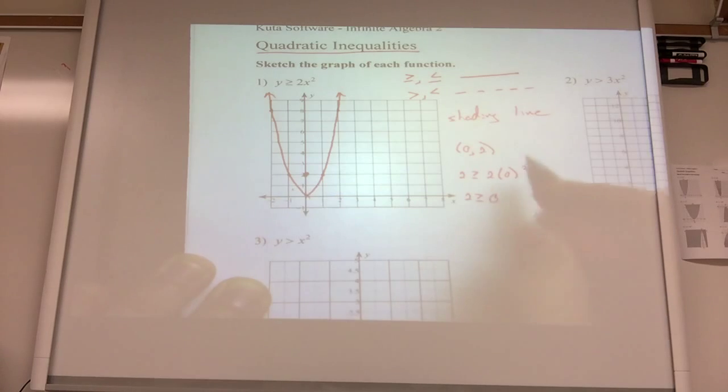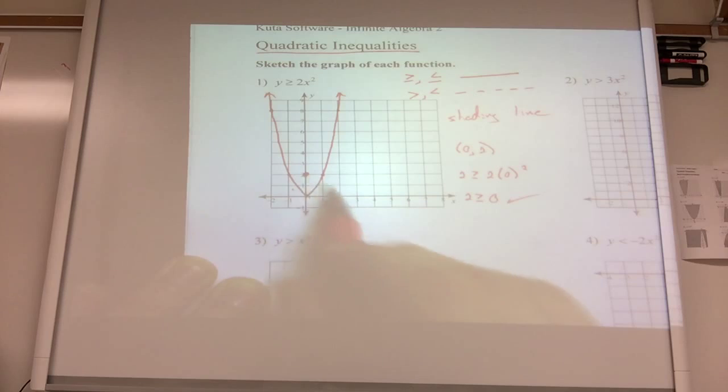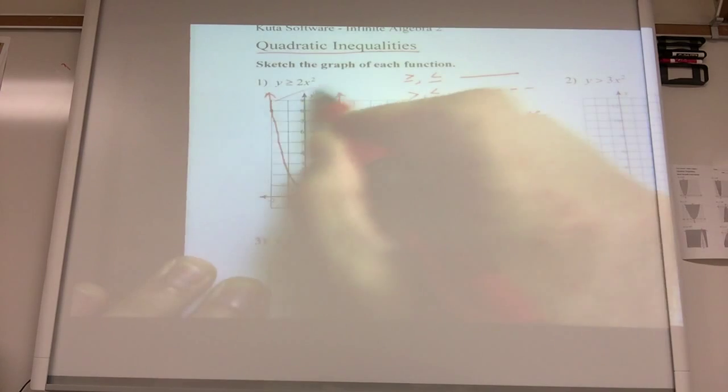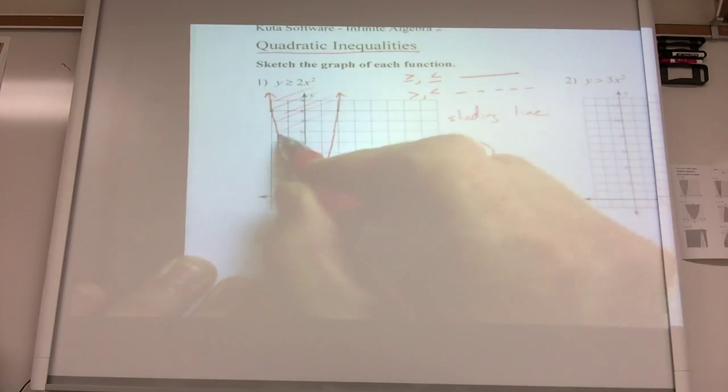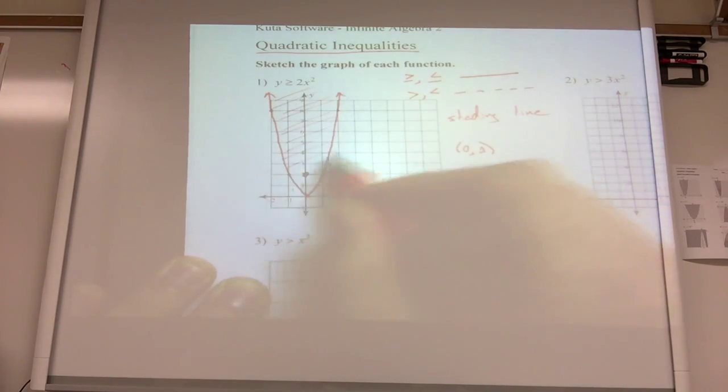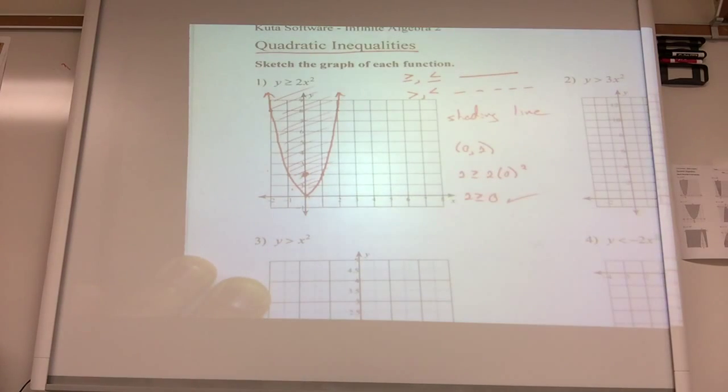If that were not a true statement, which it is, I would shade on the opposite side of the point. So I'd be shading on the outside of this parabola. But because it is a true statement, I'm going to go ahead and shade on the inside of the parabola. Something like that.